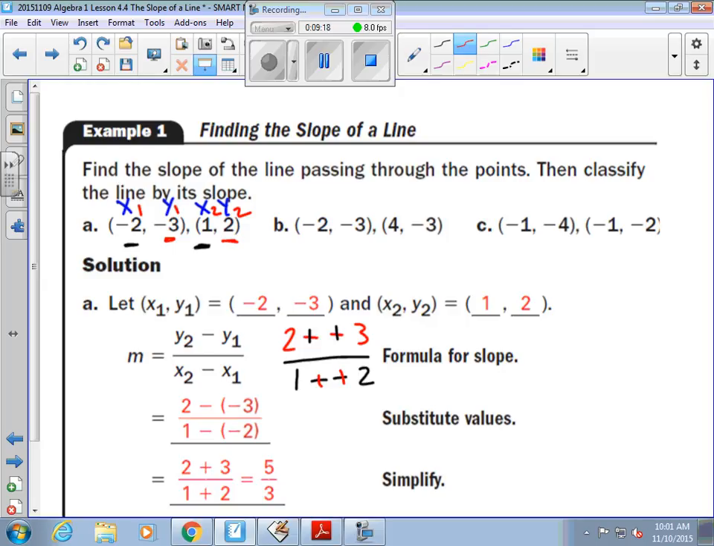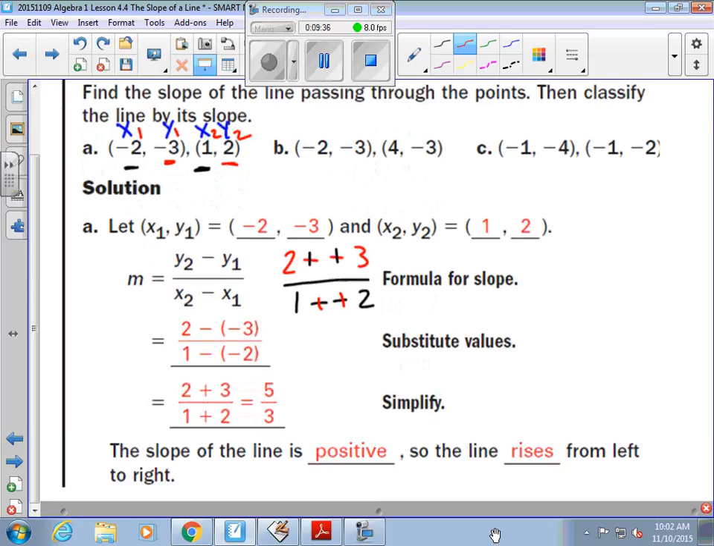2 plus 3 is 3. I'm sorry, 2 plus 3 is 5. 1 plus 2 is 3. The last thing you have to do with your slope is make sure that you cannot reduce the fraction. Make sure there's no number that goes into both 3 and 5 to make it smaller. And in this case, there isn't, so it's done. 5 over 3. So the slope of the line, since it is a positive value, 5 over 3, you know it rises. If you were to draw that line, it would be an uphill ramp.